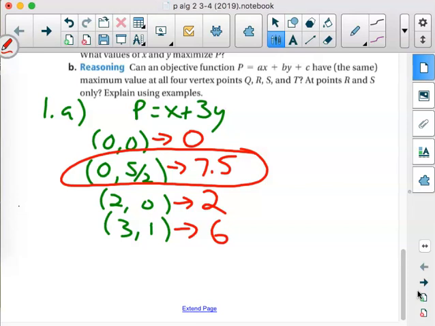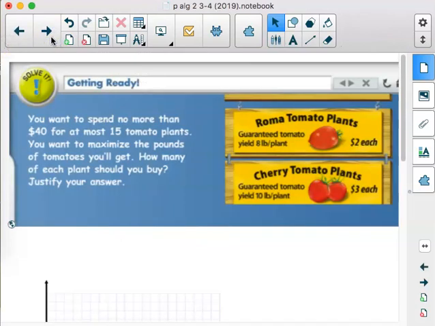Now B, we're going to have to wait until our 3rd day on this section to talk about this one. Can an objective function P = Ax + By + C have the same maximum value at all 4 vertices, Q, R, S, and T? At points R and S only, and explain using examples. We might not come back to that one. That one might confuse people. But, like I said, we're not there yet. We've got a little bit more to do. Which brings us back to the tomatoes.